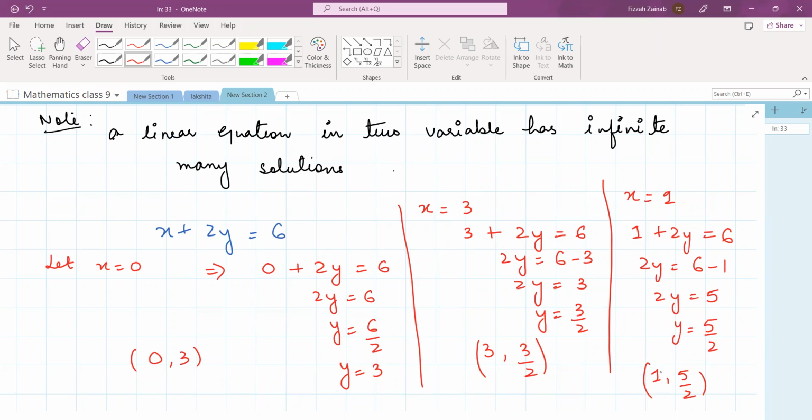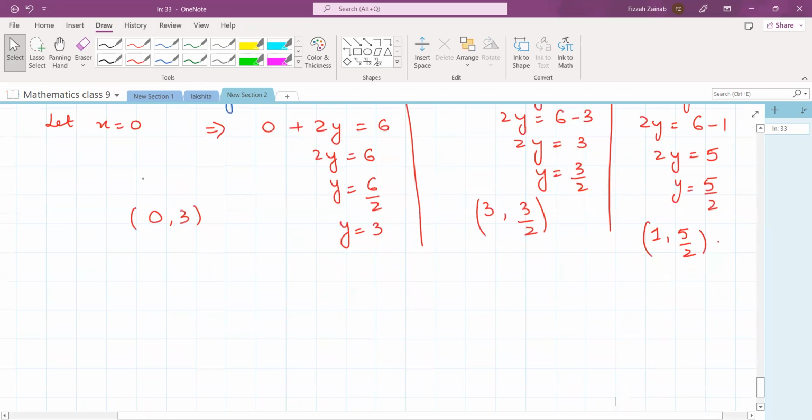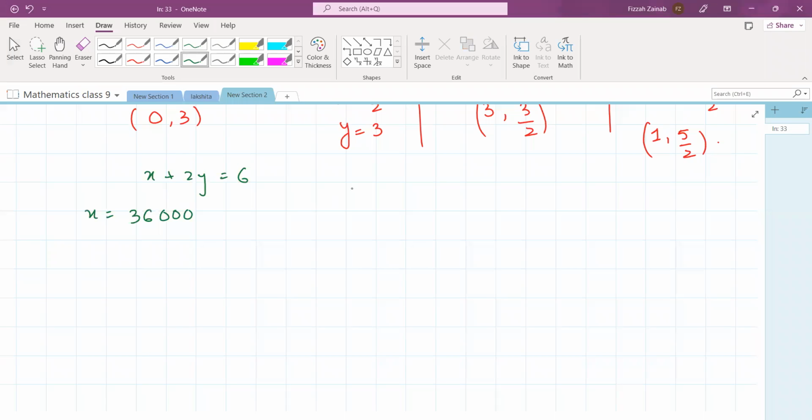So we can take as many as we like, you can take x is equal to 10,000. There's no issue. Let's take a big number and see what I get. This is the equation, x plus 2y is equal to 6. So let me take x is equal to 36,000. There's no problem. You take 36,000 and then plus 2y is equal to 6. In this case, you will get a negative y because it will be 6 minus 36,000, but because you're already familiar with integers, there's no problem.